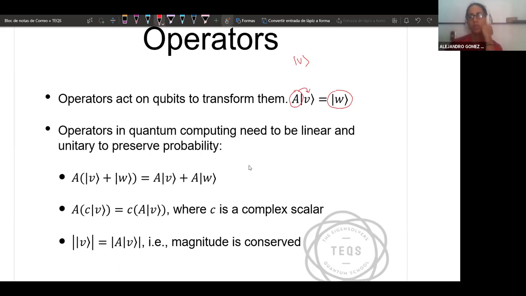Operators in quantum computing need to be linear and unitary to preserve probability. We have two words here, the linearity. And I mention here that linearity is given in terms of vector addition and multiplication by a scalar. So these two properties mean linearity.